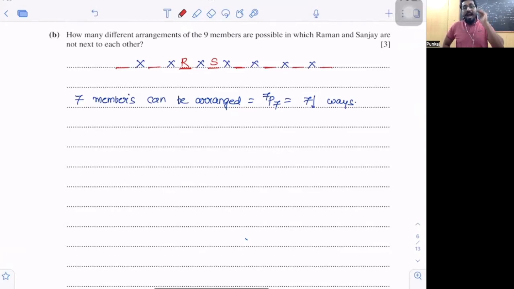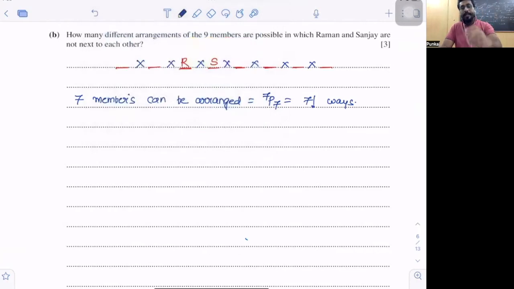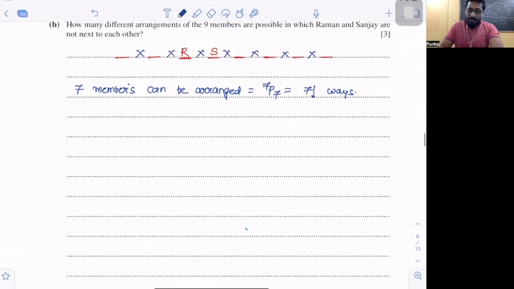Now, I have asked these 7 people to stand in such a way that they maintain 1 space in between them. Then I call Raman and Sanjay and ask them to stand anywhere in the 8 places total available, right? Any 2 places will be occupied by the 2 objects, Raman and Sanjay. So the total 8 places now can be occupied by the 2 objects. This can be done in how many ways?